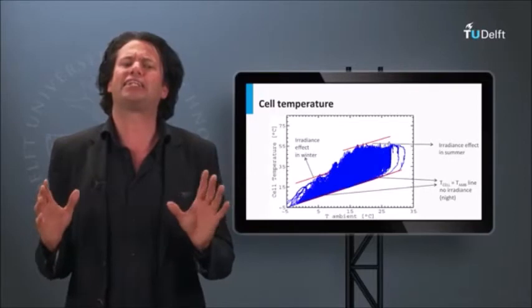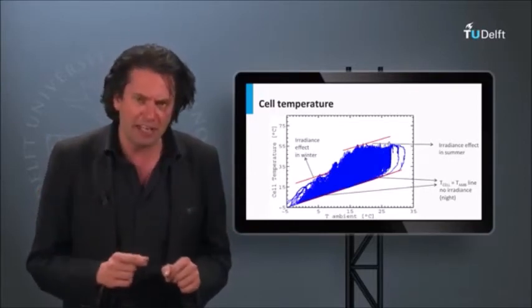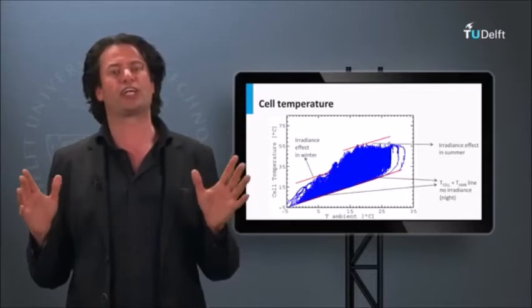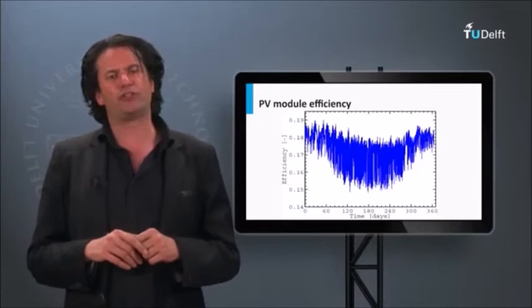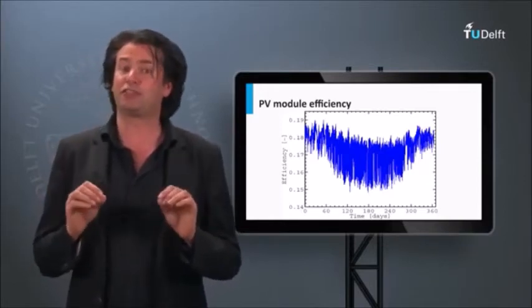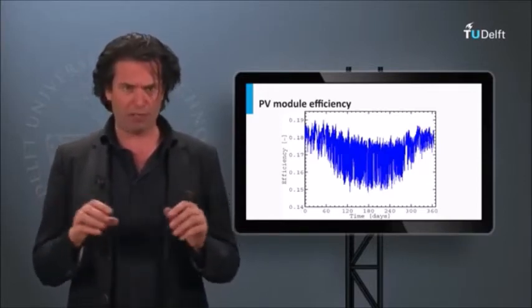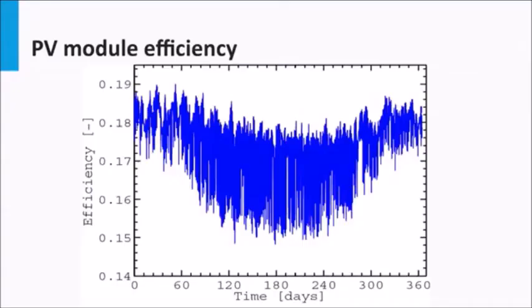So how serious can this temperature effect be for a PV module's output over the calendar year? At the PVMD group of the Delft University of Technology, we have done an extensive study on the temperature effects on the PV module's output. In this graph, you can see the efficiency of a PV module over a calendar year as modeled using actual temperature and irradiance data for the Netherlands in 2012. It can be clearly seen how the efficiency is not constant but changing with the ambient conditions over the year.